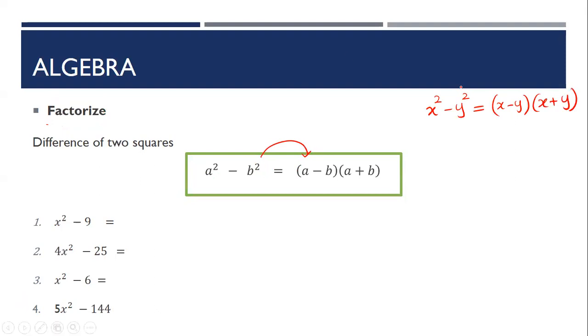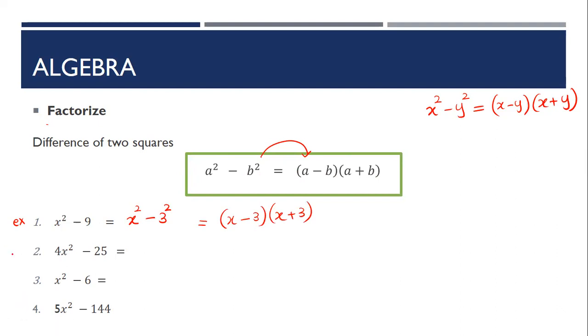Okay, so likewise we can factorize. If we see example 1, it is x square minus 9. We can write 9 as 3 square. So we can factorize like this: a minus b, a plus b. Our a is x, our b is 3. So the factors are x minus 3 into x plus 3. So likewise we can factorize.